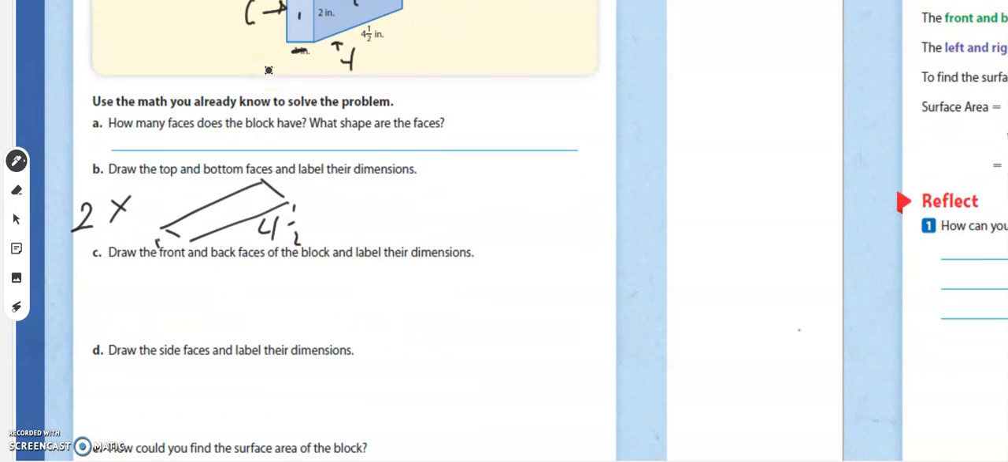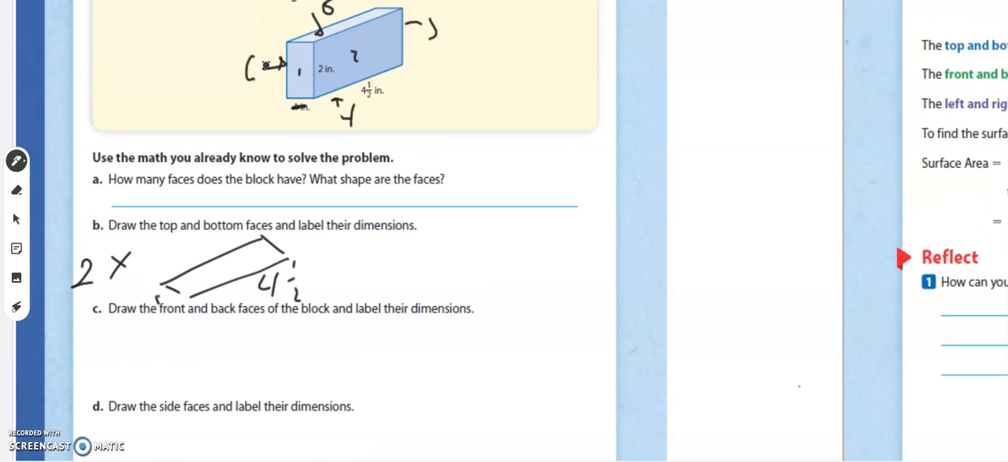So the front and back faces, again, they're the same. The height on this side is 2, and this height is going to be 2. So again, this is 1 inch and 1 inch, and back there it's going to be 1 inch and 1 inch. I'm just going to draw one of each. That's 1 inch and 2 inches.